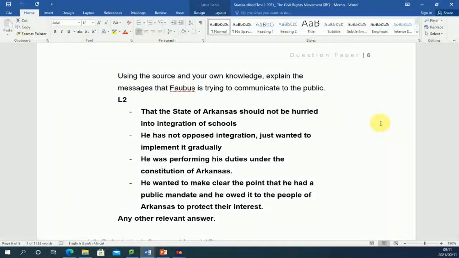He also stated that he was performing his duties under the Constitution of Arkansas. And he wanted to make the point clear that he had a public mandate and he owed it to the people of Arkansas to protect their interests.